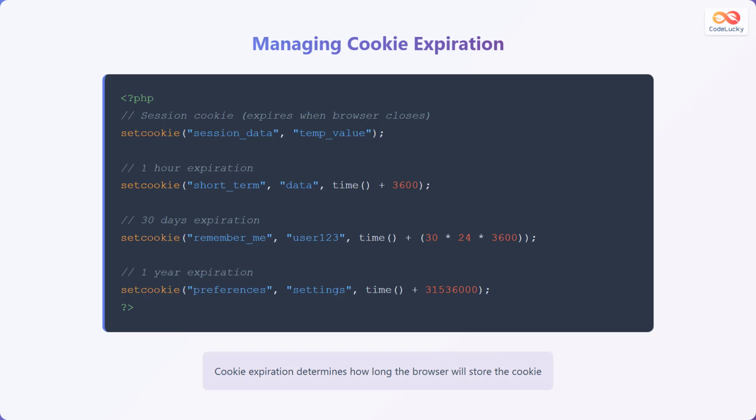Here's how to create a cookie with a 1-year expiration. The first argument is the name of the cookie, in this case preferences. The second argument is the value of the cookie, in this case settings, and the third argument is the expiration time, which is set to 1 year from now.